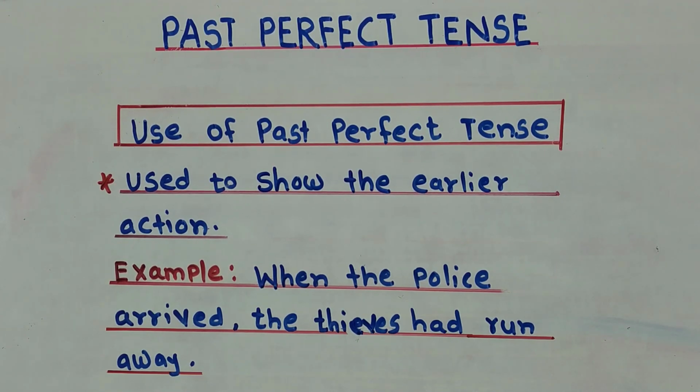In this example, there are two actions. First one is the police arrived, and the second one is the thieves had run away. The action that is older is the thieves had run away. And in order to describe that action, we have made use of past perfect tense. The thieves is the subject in the sentence. Then word had is put. Then V3 is put. Word run is the V3 in the sentence. And then remaining part of the sentence is put. In this way, when we describe two actions in the past, the action that has happened earlier will always receive the structure of past perfect tense.